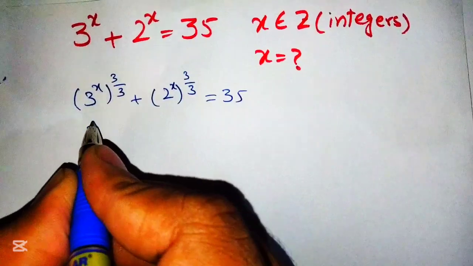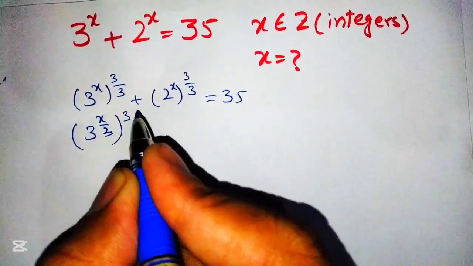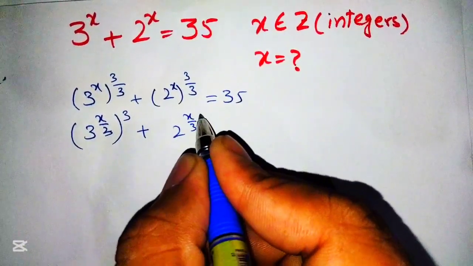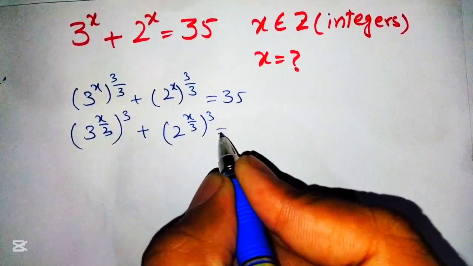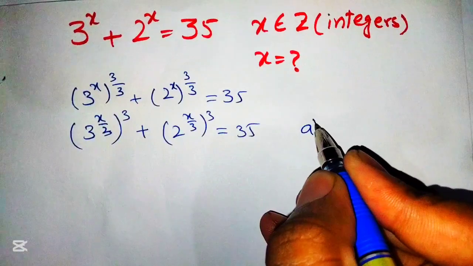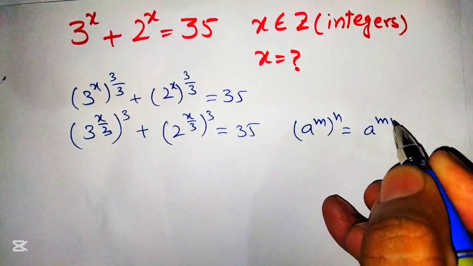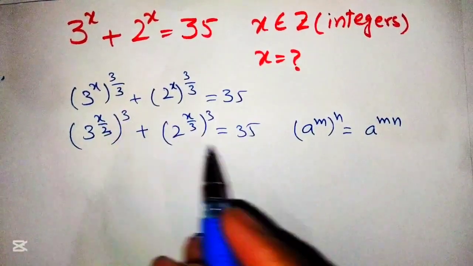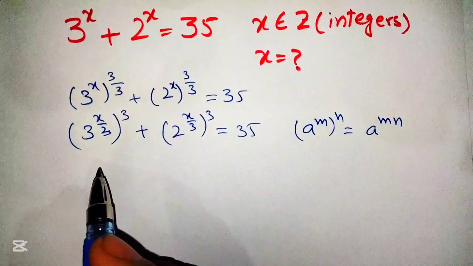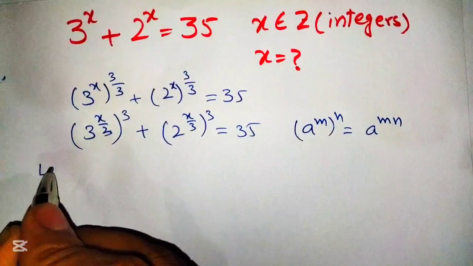Now rearranging this equation, we will get (3 raised to power x over 3) whole raised to power 3. Similarly we can write (2 raised to power x over 3) whole raised to power 3 is equal to 35, which is according to the formula (a raised to power m) whole raised to power n is equal to a raised to power m into n. So by using this formula we can write it as this.